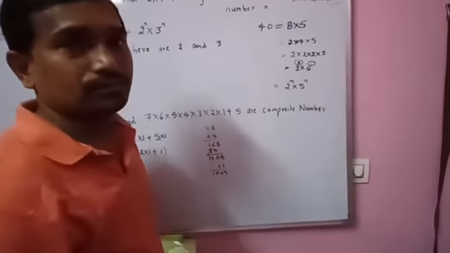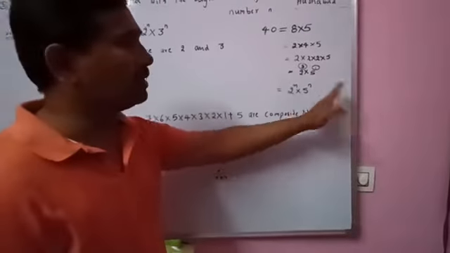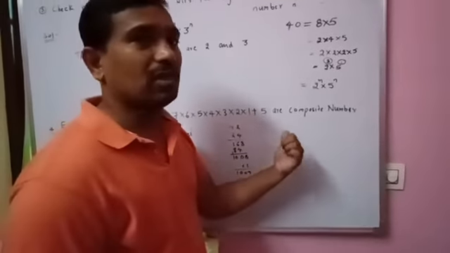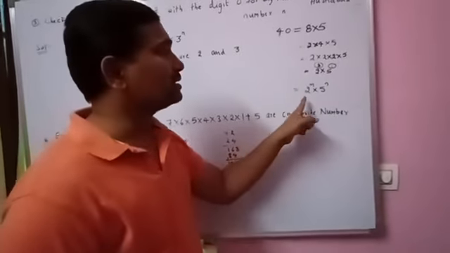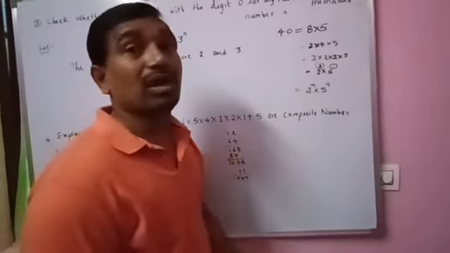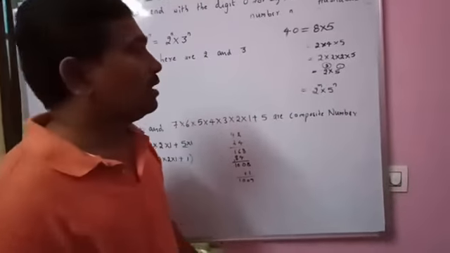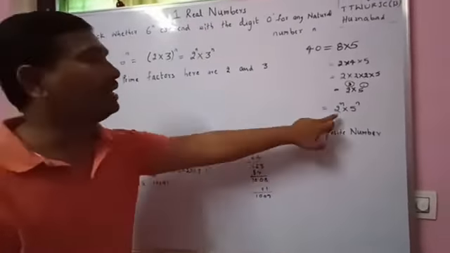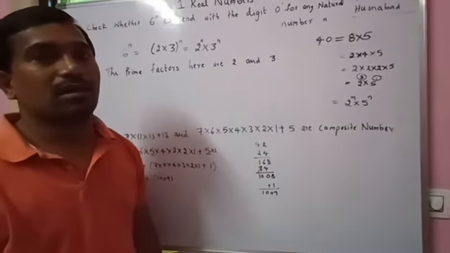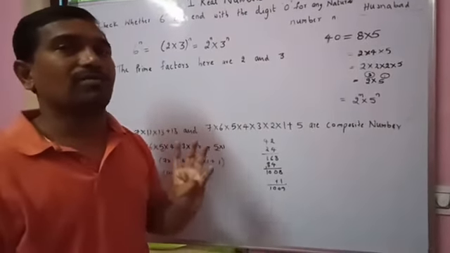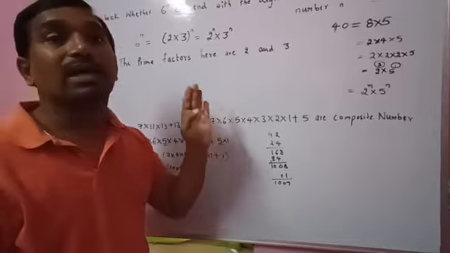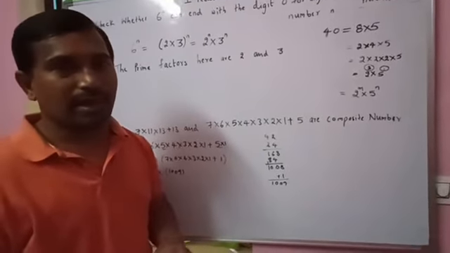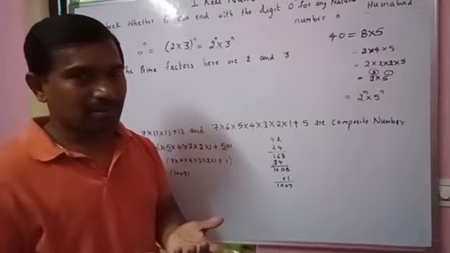Okay, are you getting? Or we can take some other numbers. Any number that ends with 0 has factors 2 power m into 5 power n. So let us check in 6 power n whether 2 and 5 are factors or not. If 2 and 5 are factors of any number, that number ends with 0. Okay, are you getting? Ending with 0 means a multiple of 10.